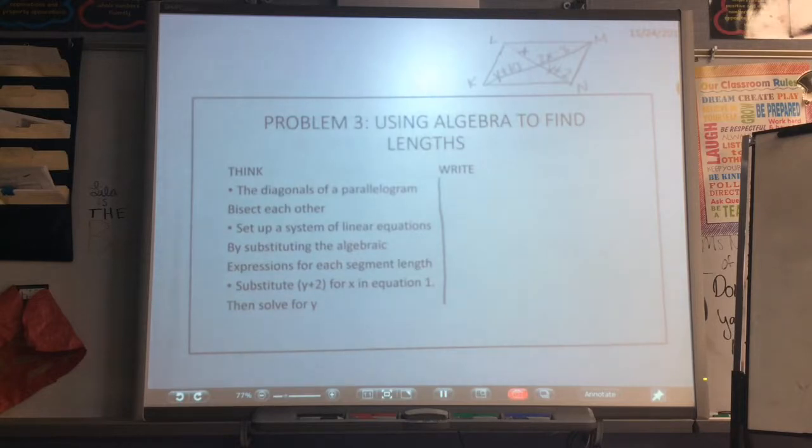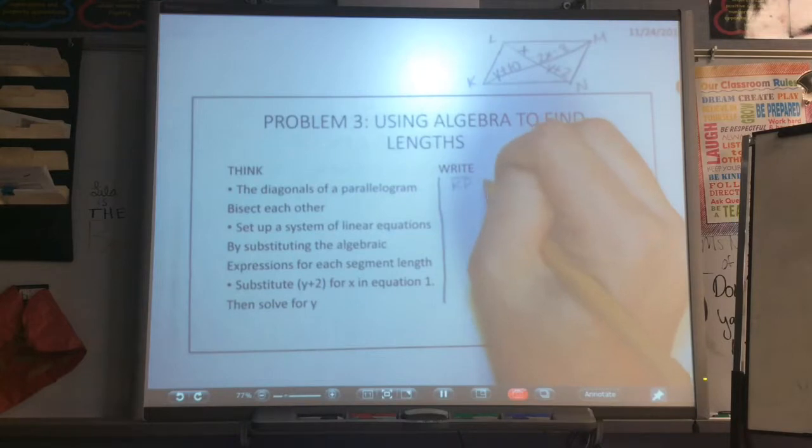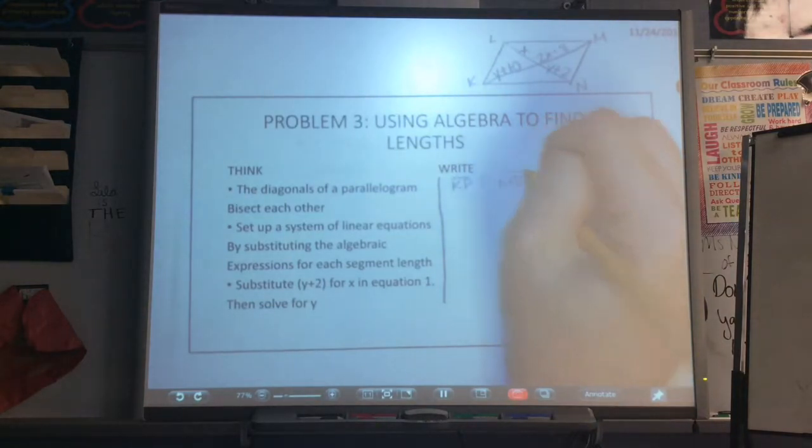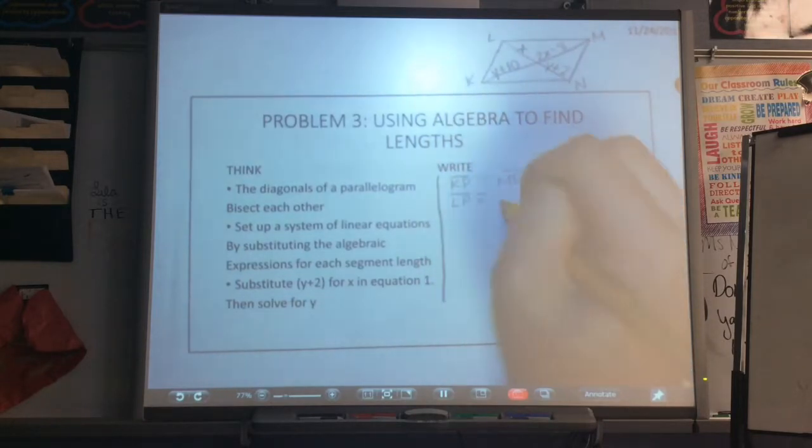So problem 3, using algebra to find lengths. I went ahead and drew the parallelogram from the chapter. And now we're going to solve a system of linear equations to find the values of x and y in parallelogram KLMN. So we are looking for KM and LN. So first, the diagonals of a parallelogram bisect each other. So we know KP is congruent to MP, and LP is congruent to NP.